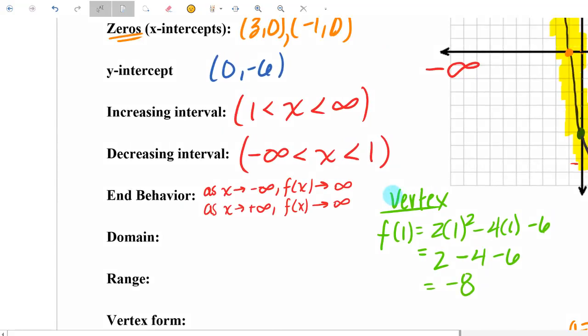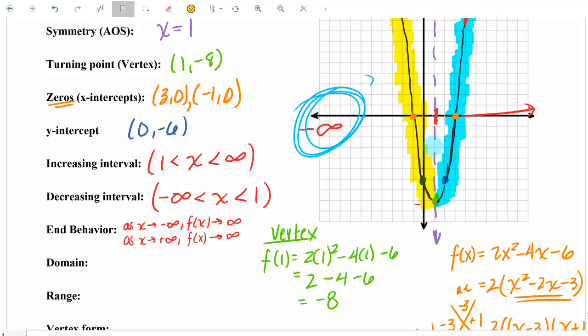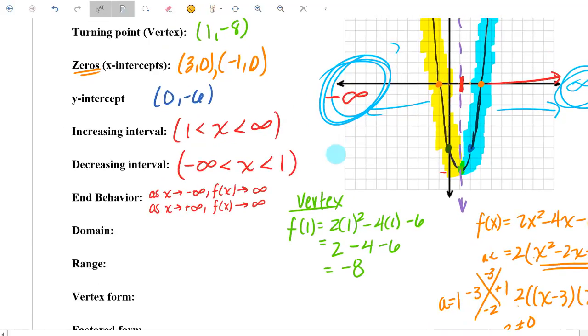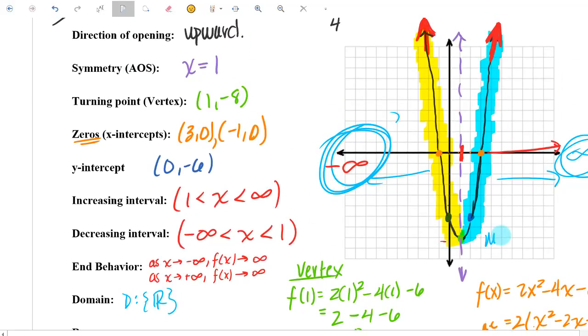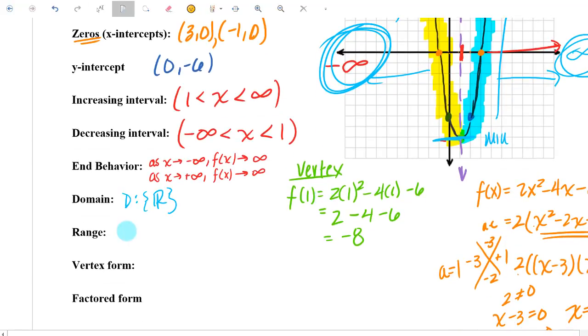Our domain should be the same as all the rest of them, meaning that we're going to find this from all the way to the left to all the way to the right. So that means all real numbers. So domain then is all real numbers, a nice bold R. And our range, because this is a minimum vertex, will be whatever that y-coordinate is at negative 8, and it's going to increase up to positive infinity. So our range will be from negative 8 included, because that is the lowest point, all the way up to positive infinity.